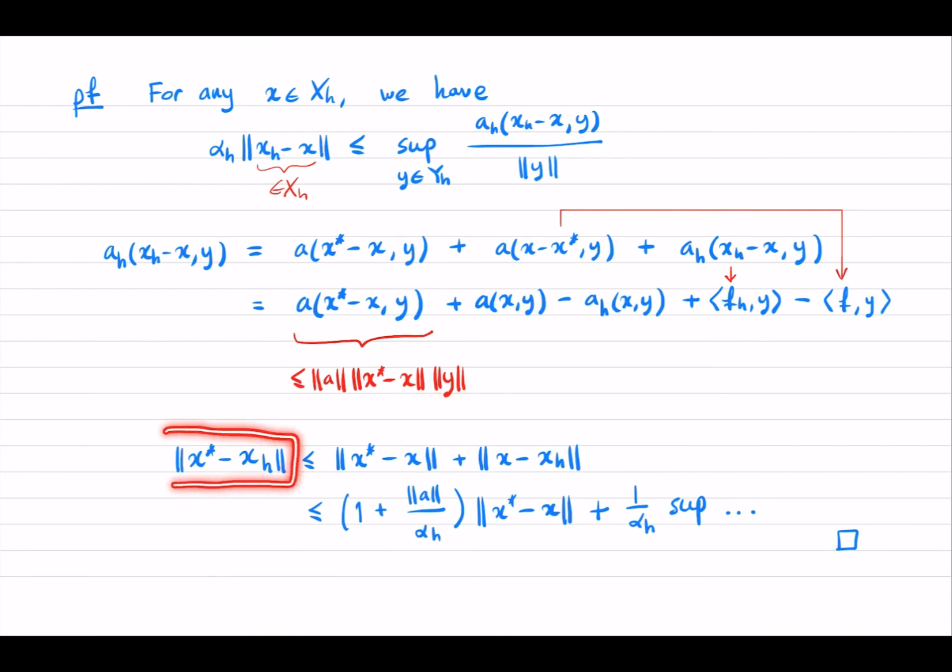We want to bound the error of the discrete solution, so that's x star minus x_h. That is bounded by x star minus x plus x minus x_h. And x minus x_h here can be bounded by these terms here, divided by y and taken supremum over y. The first term has x star minus x times the norm of a and divided by alpha_h. So that gives us 1 plus that constant times x star minus x. So this 1 is coming from that term here. And then we have the supremum over those four terms. So that's the first Strang lemma.